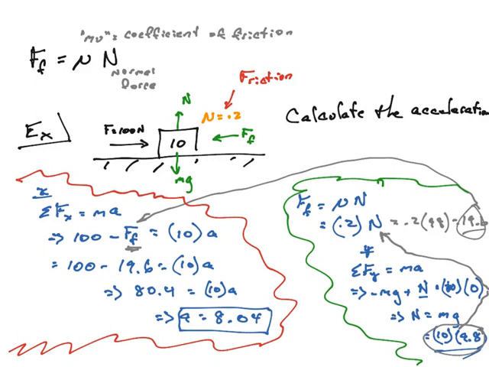So I solve for n. I bring the mg to the other side. In this case, normal force is equal to mg, which is 98. Now that I know normal force, I go back to friction, and I say, okay, friction was 0.2 times normal force, so 0.2 times 98, which is 19.6.